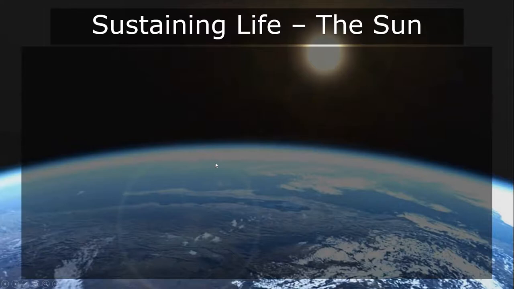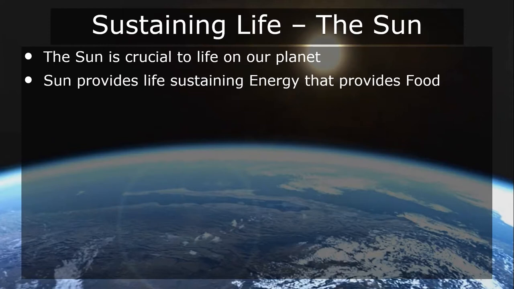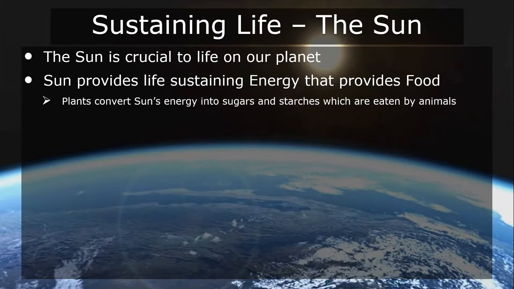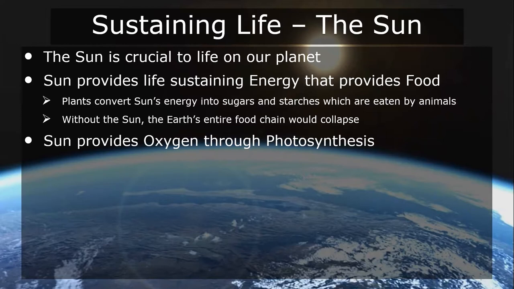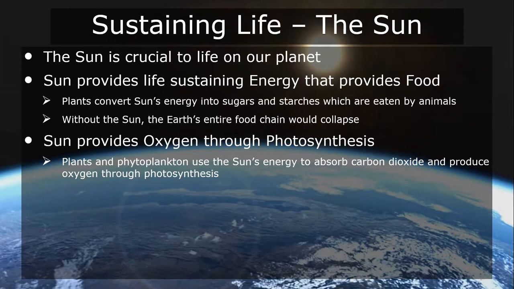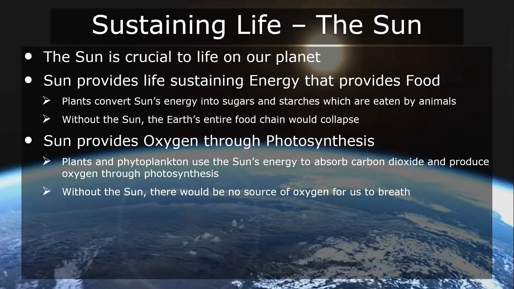Also, the sun helps sustain life. The sun is crucial to life on our planet. The sun provides life-sustaining energy. It also provides food. Plants convert the sun's energy into sugars and starches, which animals and humans eat. Without the sun, the Earth's entire food chain would collapse. The sun also provides oxygen for us to breathe through photosynthesis. Plants and plankton use the sun's energy to absorb carbon dioxide, and then they give out oxygen for us to breathe. Of course, if we didn't have the sun, there would be no source of oxygen for us to breathe.